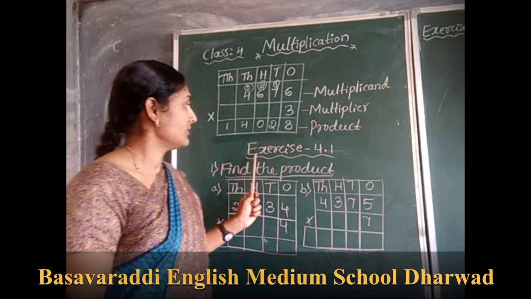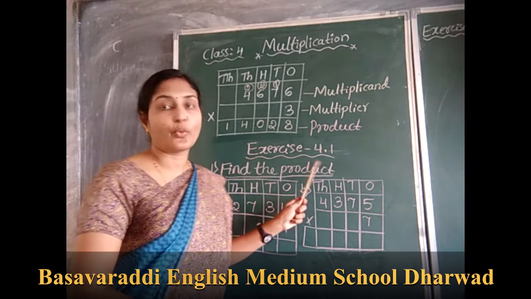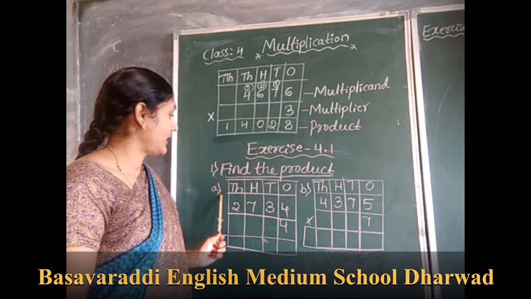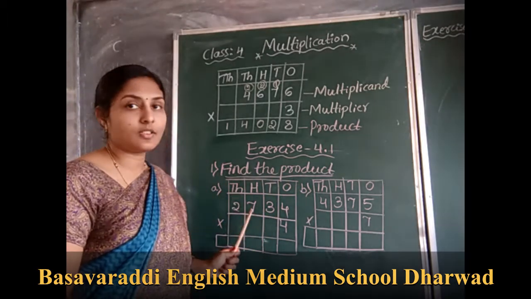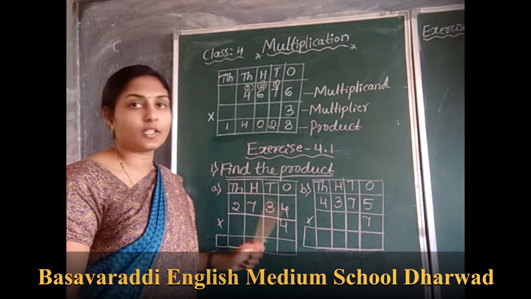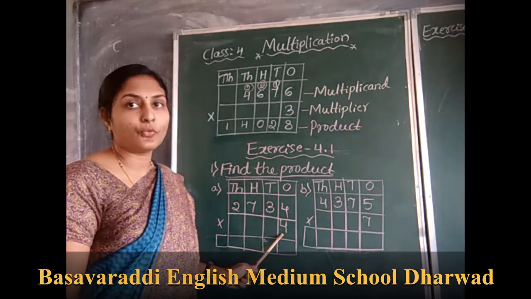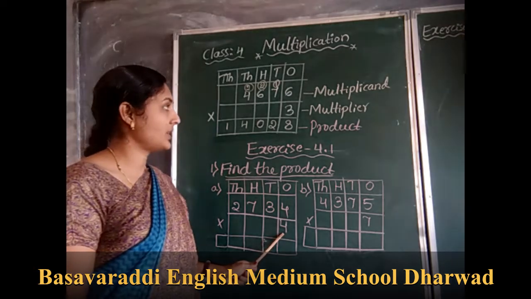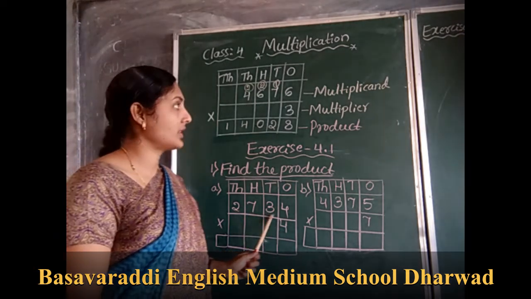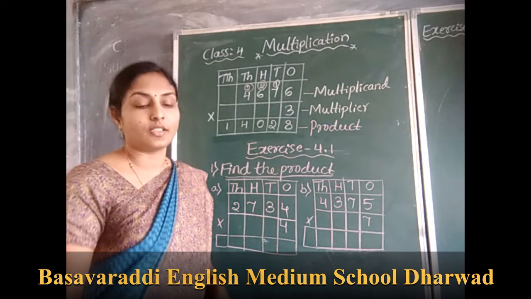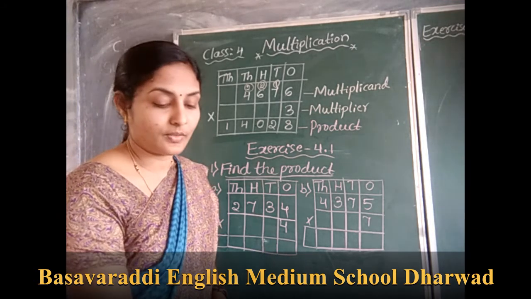Okay, let us start exercise 4.1. The first question is find the product. Part A is 2734 into 4. The 4 is the multiplier. The 2734 is the multiplicand. So we have to find out the product.